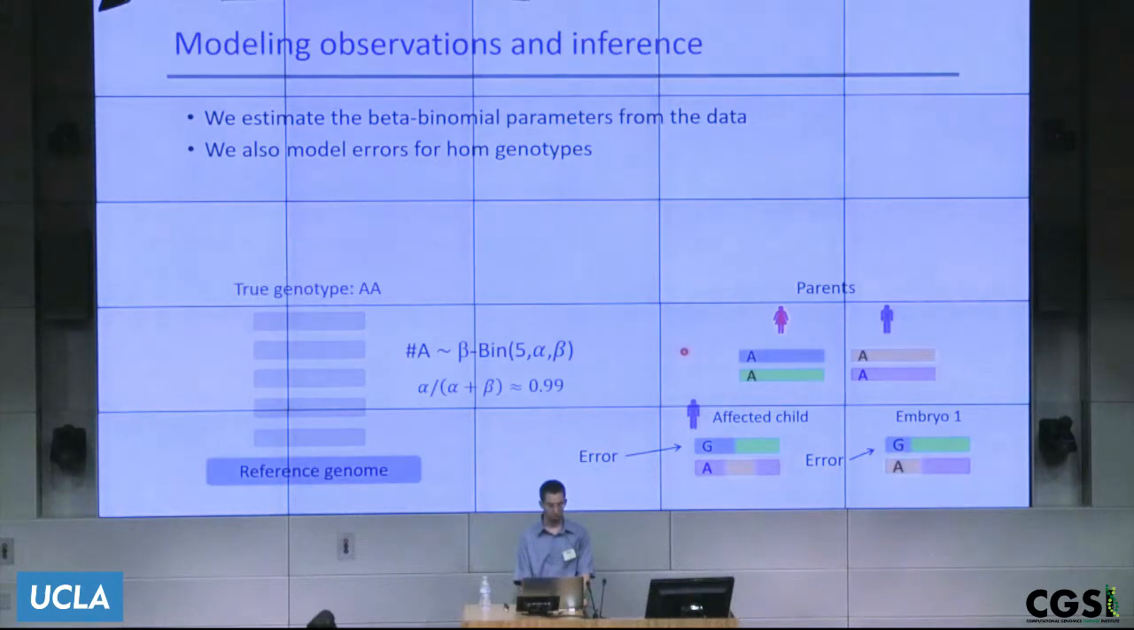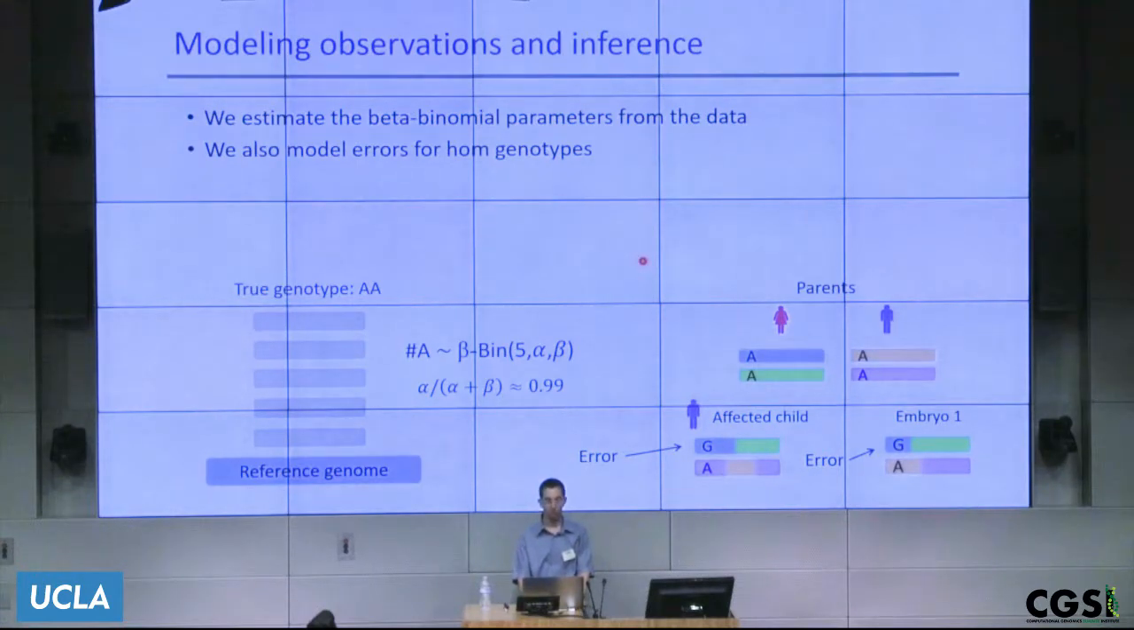So if the true genotype is AA, then we would not observe only A's, but we also have a small probability to see an error. It's a bit more complicated because it also allows the genotype to change if we have errors in the parents. But anyway, I think this defines the hidden Markov model.